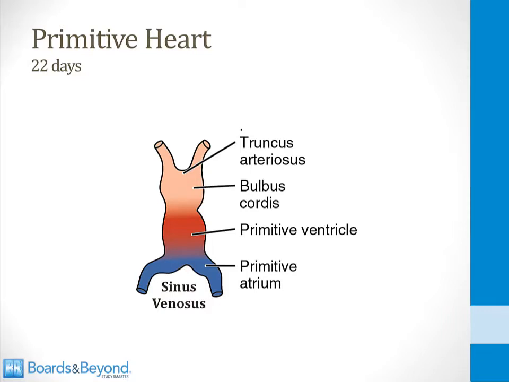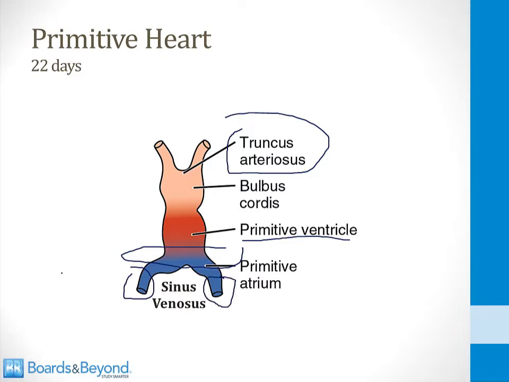So at the top of the tube is a structure called the truncus arteriosus. Below that is the bulbus cordis. We then have a bulge called the primitive ventricle, followed by another section down at the bottom here called the primitive atrium. And then finally, at the very bottom, we have a structure called the sinus venosus, which has two horns, as you can see in this picture on the screen.